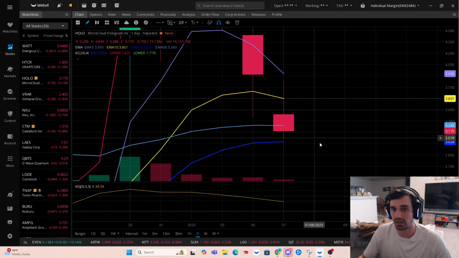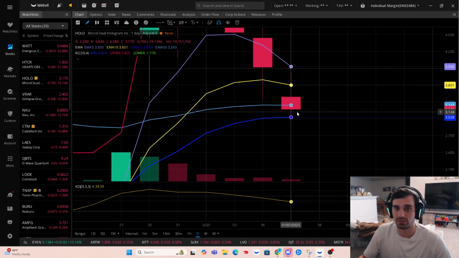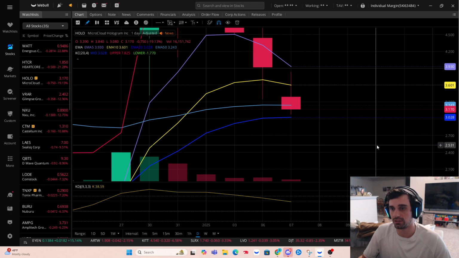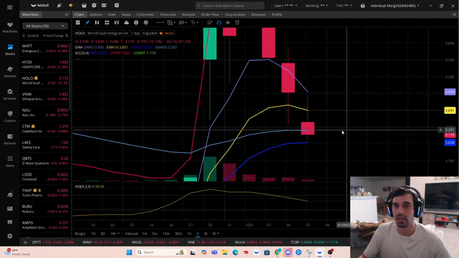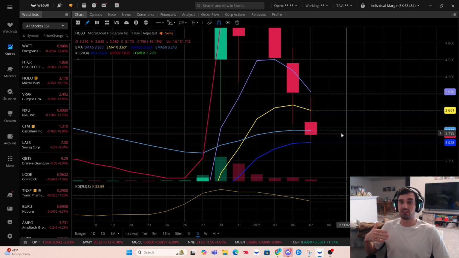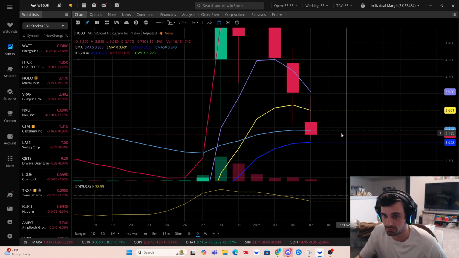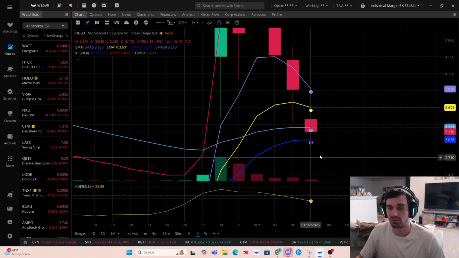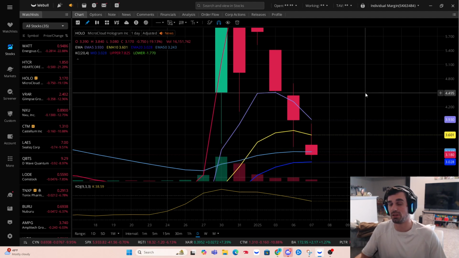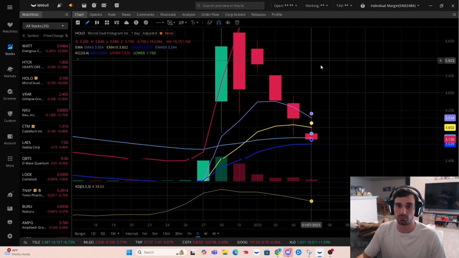But I was a little more patient here. I got in right in the middle of the 20 and the 50, and I'll add more at the 20 here. Like I said, if it does break that EMA 20, then it's going to start making a downtrend. My stop is at the 270 range, which is about 10% down from the EMA 20. But the probability of me winning is extremely high after you've seen this strategy so many times.